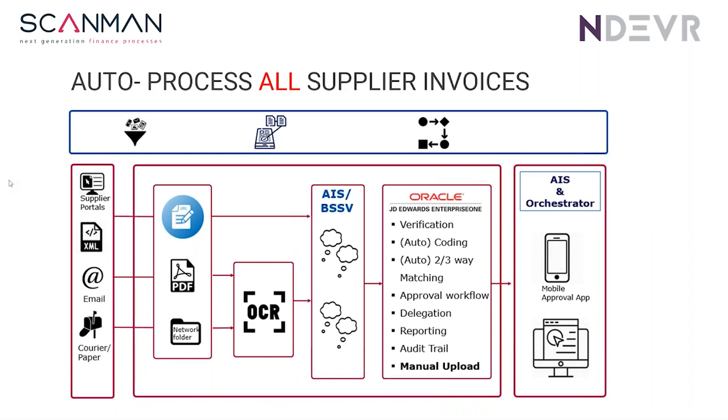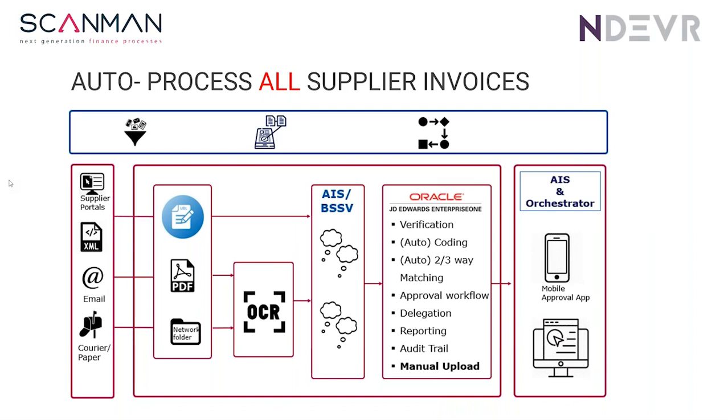The two- and three-way matching is also done automatically. That is a main functionality within SCANMAN. Of course, we're talking about the PO-based invoices. Two-way match is the invoice against the PO, and the three-way match also includes the receipt. So those are the automatic flows that are supported by the system.